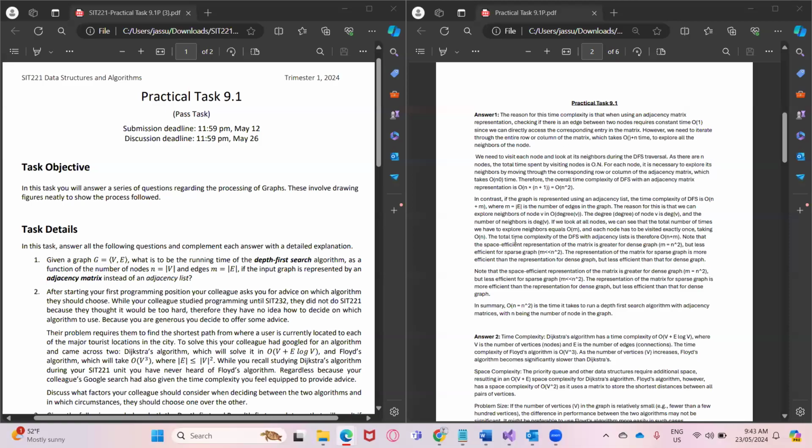In progress. Hi, my name is Jashanpreet Singh Kamboj, and I am here to discuss the task 9.1C, 9.1P. It's a pass grade task. Let's go with the first question.